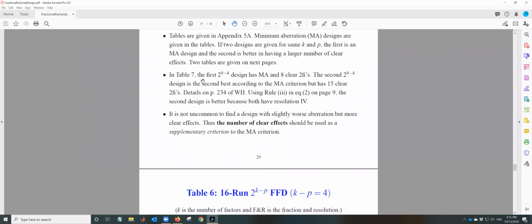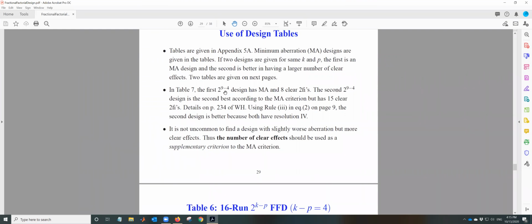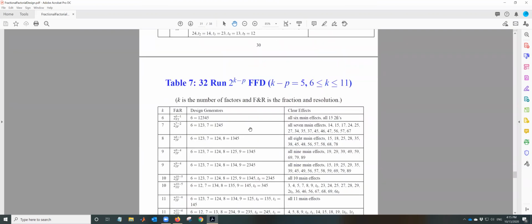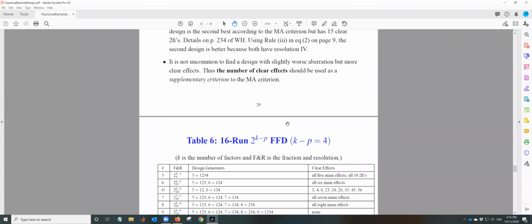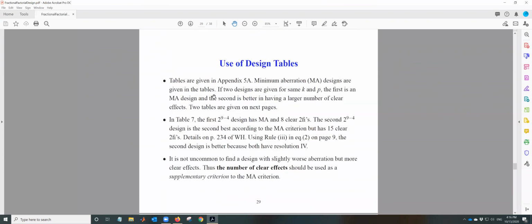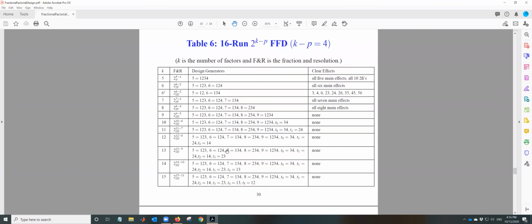Okay, those are the two example tables. In table 7, that is the first 2 power 9 minus 4 design. Table 6, this is 6, this is 7. Okay, now first let's have a look at table 6, because this is the first bullet, right? And then we're going to talk about table 7. Table 6, how to use the table. For example, you have 5 factors, but you want to do half of the design, a fractional design. And this is the best design. So you do the 1, 2, 3, 4, 4 factorial, and then 5 equals 1, 2, 3.